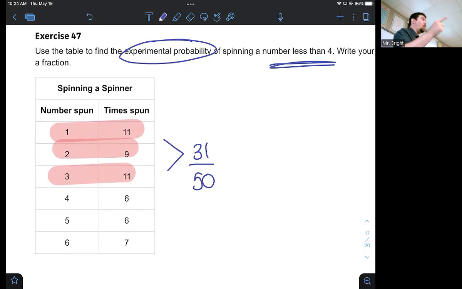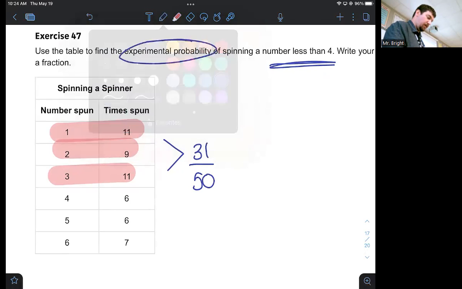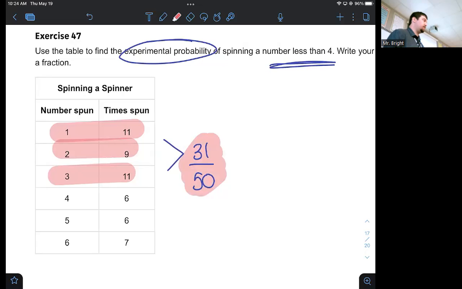No. What number can go into 31 that can go into 50? Other than 1, just a 1. So this does not reduce, and so our fraction is 31 over 50.